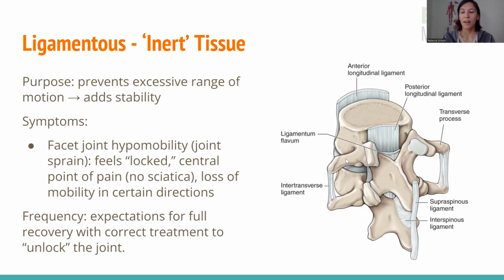So a popular diagnosis that we see is called a facet joint hypomobility or facet joint injury. And this is when the cartilage surrounding one of the joints on the lumbar spine, right in here, is feeling like it's locked, and there's a central point of pain, but there's no sciatica or radiating symptoms to your lower extremities. They may also feel like a loss of movement in certain directions, and this can be very prevalent for people who are working at a laborious job and they have to do a repetitive movement, or even for an athlete during a sport.